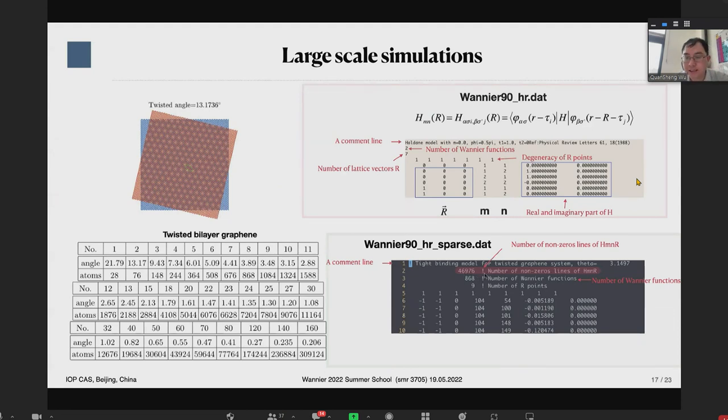So we add another line at the second line. It's called the number of non-zero lines here. The other format is the same, but we remove all the zero lines here. And this is what we call the sparse format.